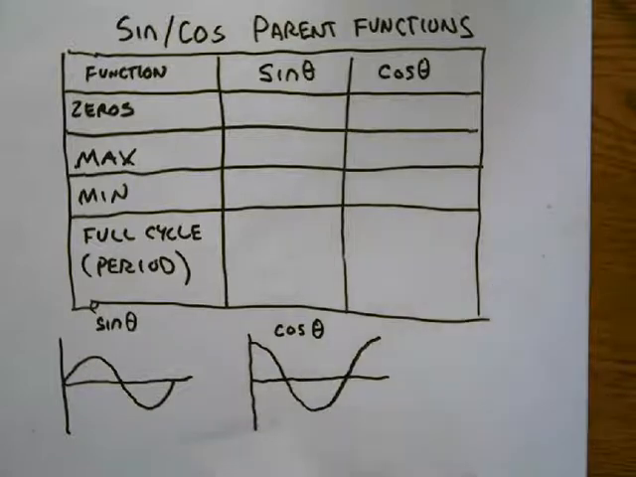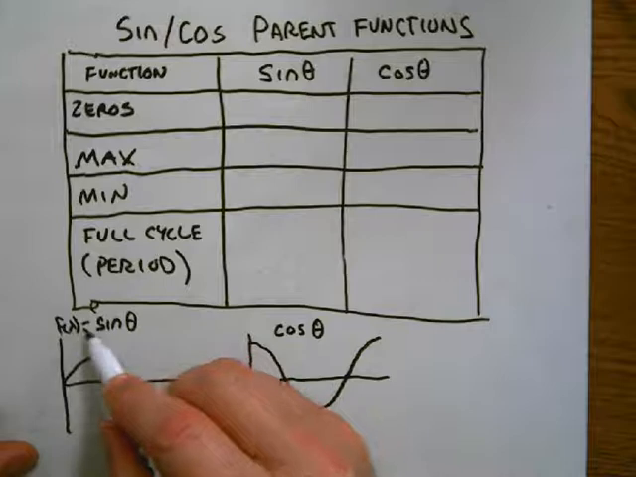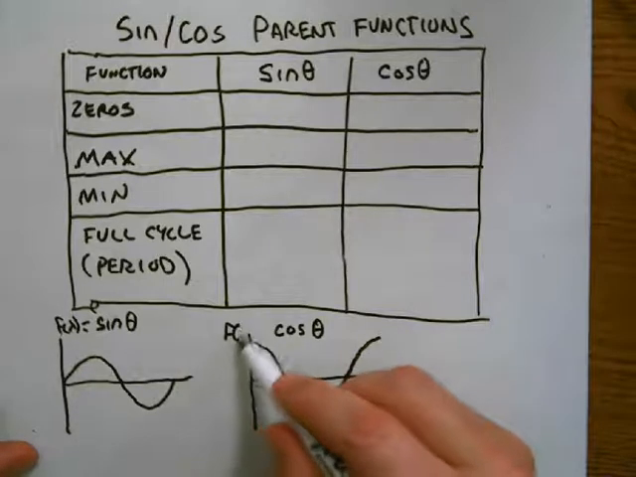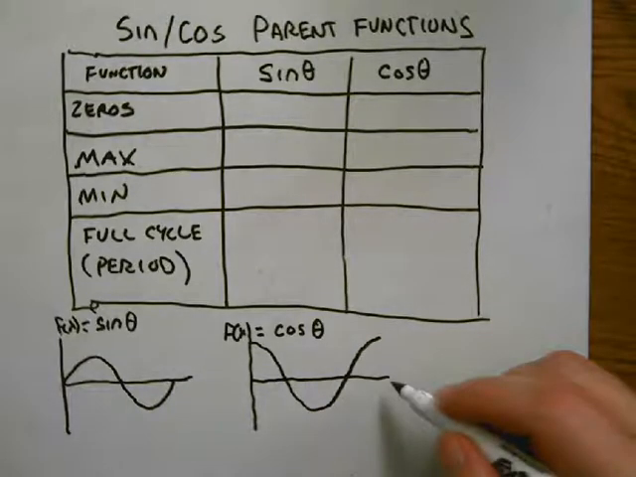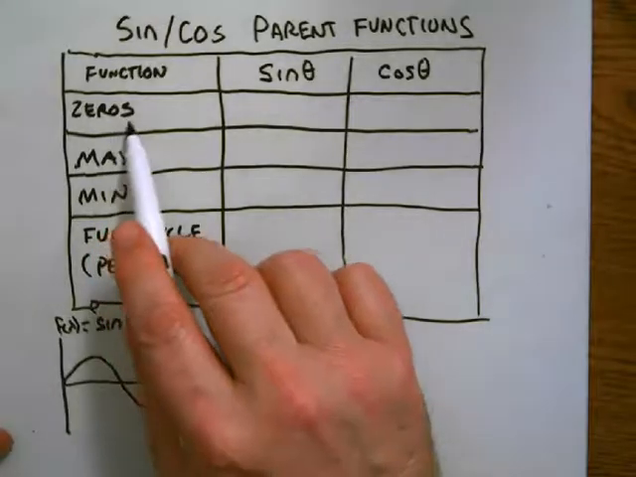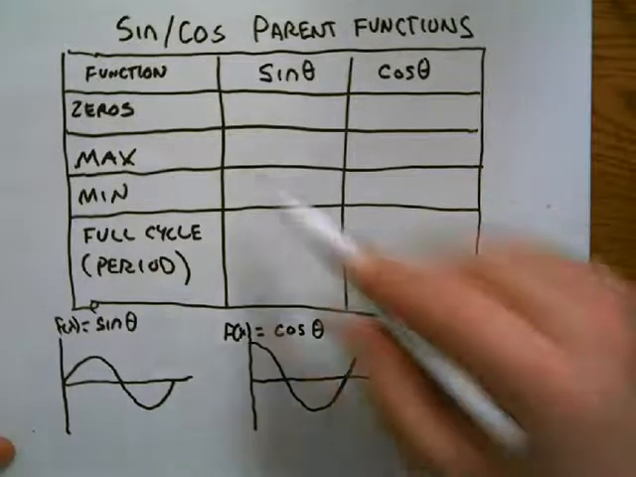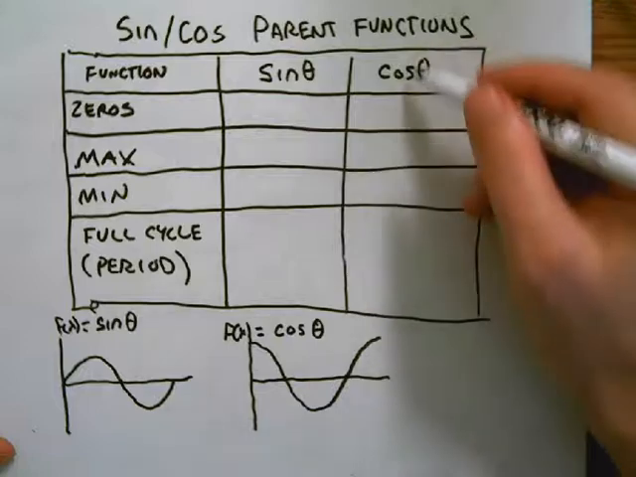Well, now we have two parent functions, sine theta and cosine theta. You can look at these as functions, f of x equals sine x and f of x equals cosine x, and they generate on the graph just like we did for the unwrapping of the unit circle, which created these two functions. Some of the questions we want to ask are, what are the zeros of the sine function and the cosine function?